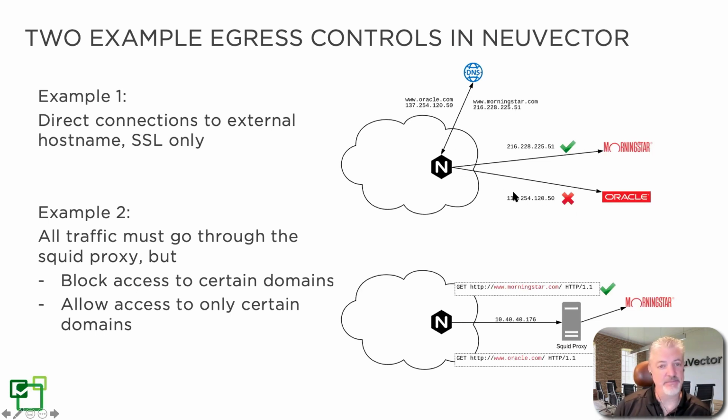I didn't make that up. I'm a former Oracle employee. I would have put a much stronger block on that. I kid. Example 2, all traffic must go through a Squid proxy. So this is very common. So maybe you want to block access to certain domains and allow access to certain domains. So this also would be supported in NeuVector.